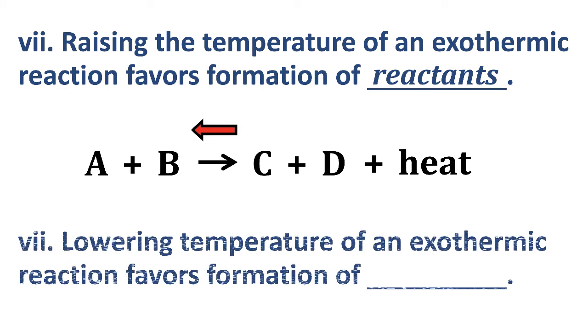And then, of course, if we lower the temperature of an exothermic reaction, now the stress is we're removing heat from this system. Removing heat is removing a product. Therefore, the system wants to make more product, which means it goes to the right, and if the reaction is exothermic and we lower the temperature, it favors formation of products.